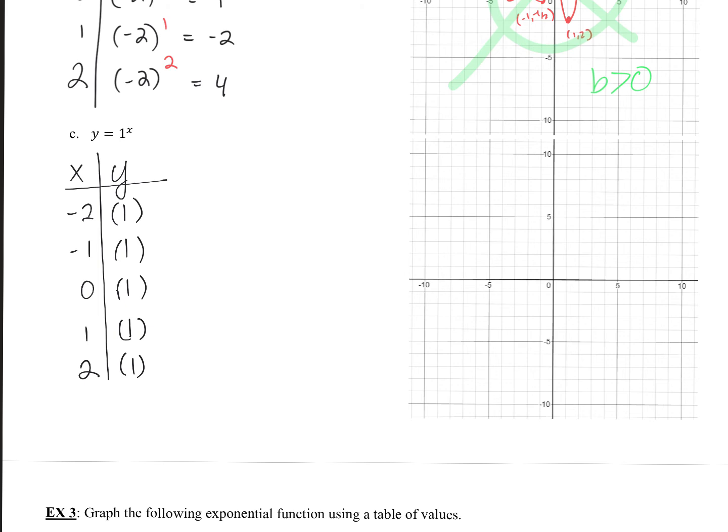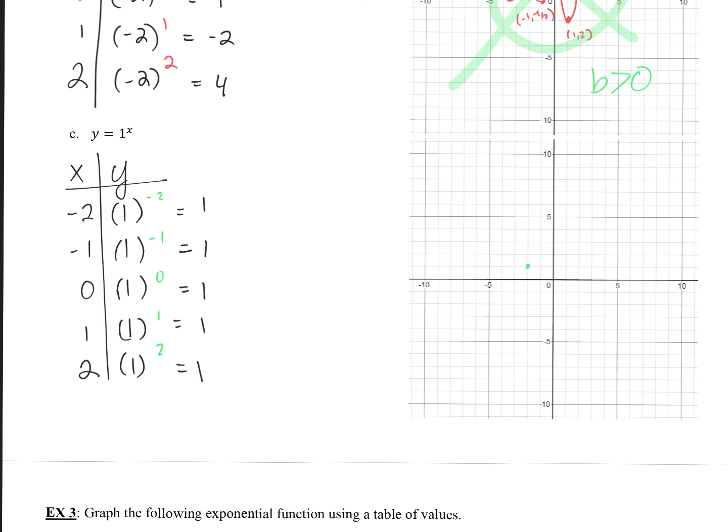I'll use green this time. Yeah, let's go with green. -2, -1, 0, 1, 2. What do we get? Well, that's going to be 1. That's 1. Ooh, that's also 1. That's 1. And that's 1. They all end up equaling 1. Okay.